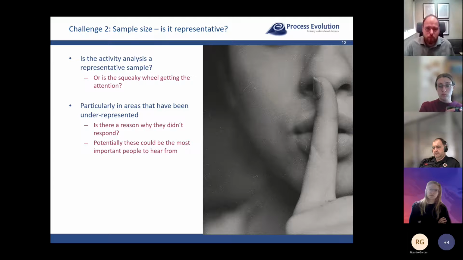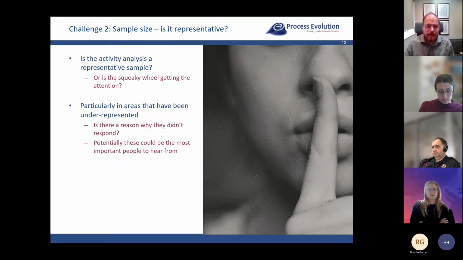And then there's also that piece of when we start to do activity analysis, I'm always concerned not about who responds, but also the areas that we don't have responses for. Certainly when we do the neighbourhood policing activity analysis, generally we get about 60% response rate. That means there's about 40% of officers who haven't filled in their forms. Is there a reason why they didn't want to respond? These could be the people who have the most to tell us, the most insight.